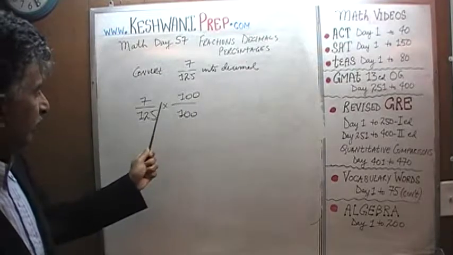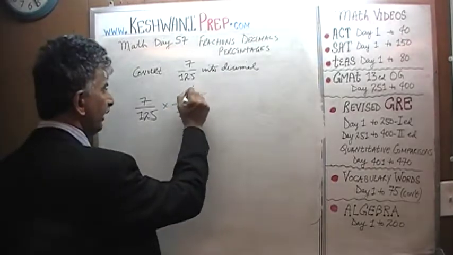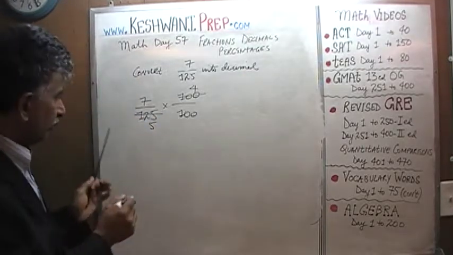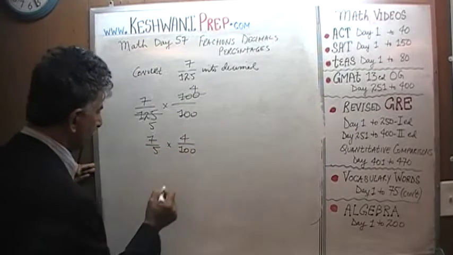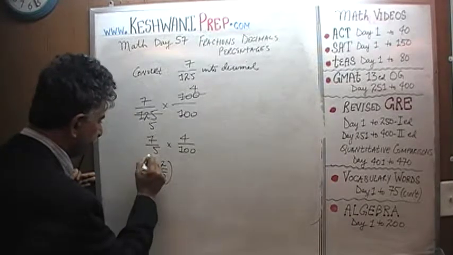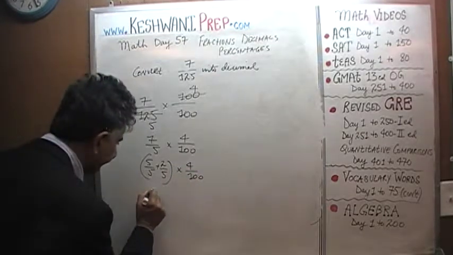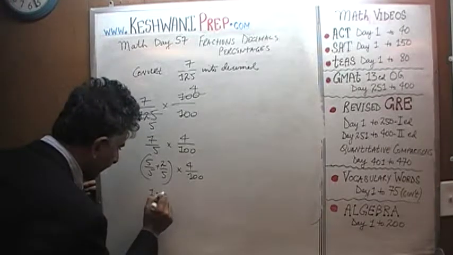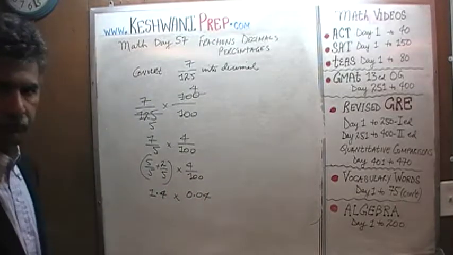Let's see what we can do with this 100 and this 125. Let's divide top and bottom by 25. If we divide top and bottom by 25, 100 has 4 25's, and 125 has 5 25's. So what we end up with is 7 over 5 times 4 over 100. 7 over 5, of course, is the same as 5 over 5 plus 2 over 5, times 4 over 100. 5 over 5 is just 1, and 2/5 is just 0.4. So it's 1.4 times 4 over 100, which is just 0.04. The rest is very easy.